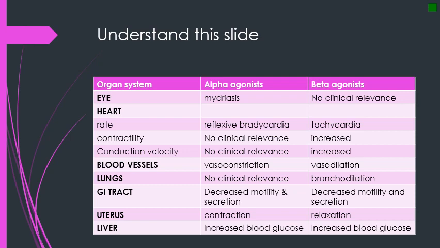As far as your GI tract goes, it's going to slow everything down, both those alphas and those betas, because you don't need any of that action going on. You're trying to conserve your energy as much as possible. You do need to note on the uterus as well, the alpha agonist produces contraction.